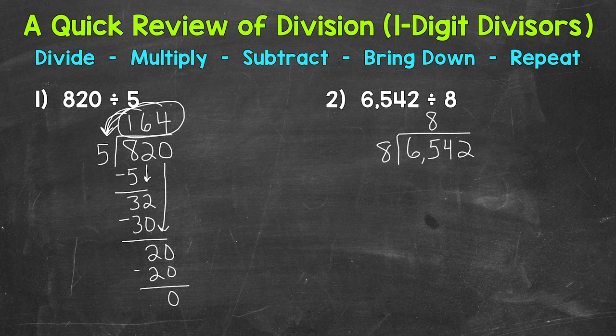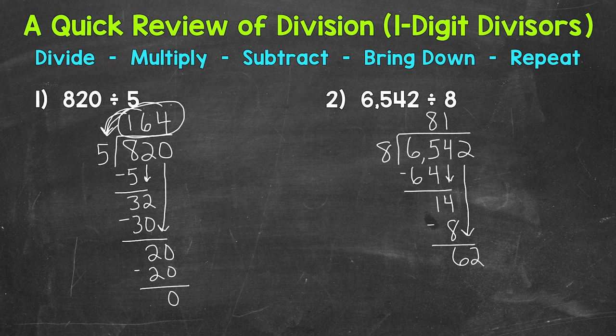Now we multiply. And I'm going to do this without drawing the arrows for number 2 here. So we have 8 times 8 is 64. Subtract. 65 minus 64 is 1. Then we bring down the 4. And we have 14. So we repeat. We have 14 divided by 8. How many whole groups of 8 are in 14? Well, 1. Then we multiply. 1 times 8 is 8. Subtract. 14 minus 8 is 6. And bring down our 2.